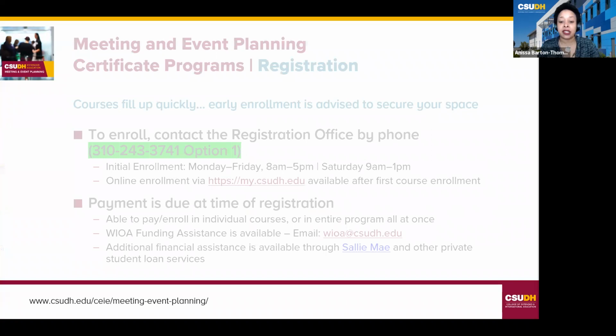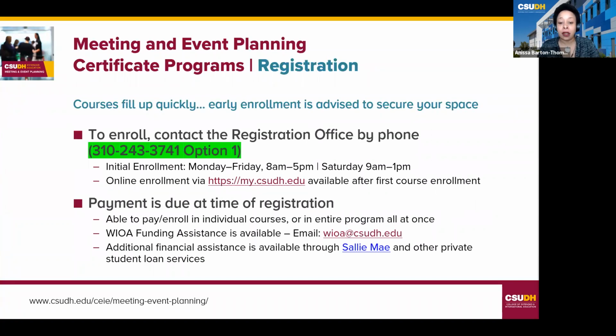Now, enrollment is available from our extended education registration office Monday through Friday, 8 a.m. to 5 p.m. and Saturday from 9 a.m. to 1 p.m. If you have taken a course at Cal State Dominguez Hills in the past 2 years, you may register online using your MyCSUDH account. We highly recommend that you register early to make sure that there's space in the course and allow enough time for course information and online access information to be created and distributed. Payment is due at the time of registration. You can pay for courses individually or for multiple courses all at once.